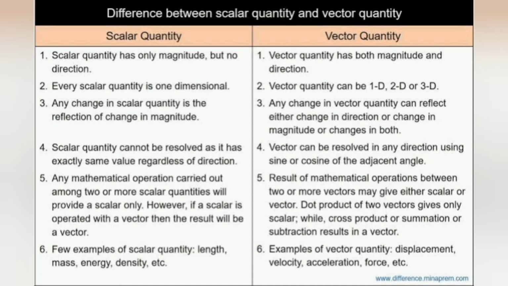Any mathematical operation carried out among two or more scalar quantities will provide a scalar only. But in case of vectors, when we add or multiply two or more vectors, the result may be vector or scalar. Dot product between two vectors gives only a scalar, while cross product or summation or subtraction results in a vector quantity. Some examples of scalar quantity are length, mass, time, energy, density, etc. But examples of vector quantity are displacement, velocity, acceleration, force.